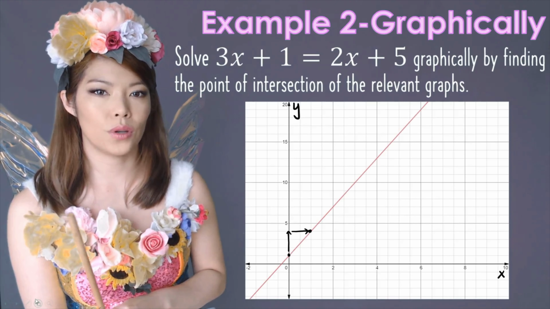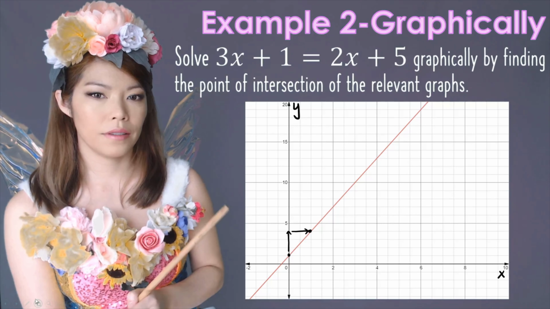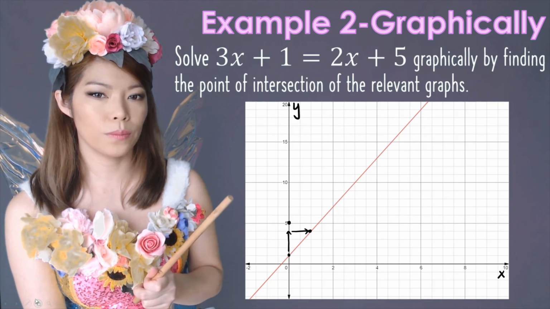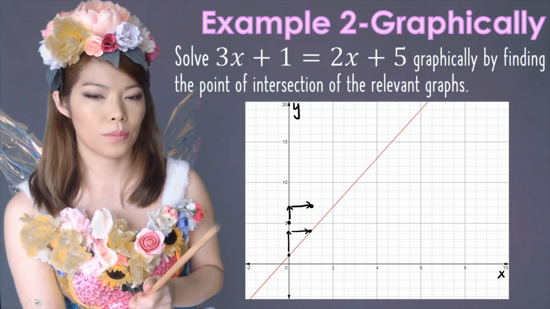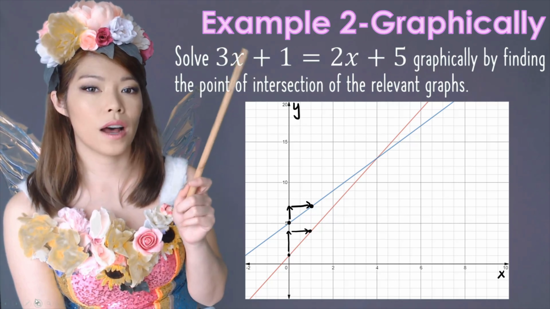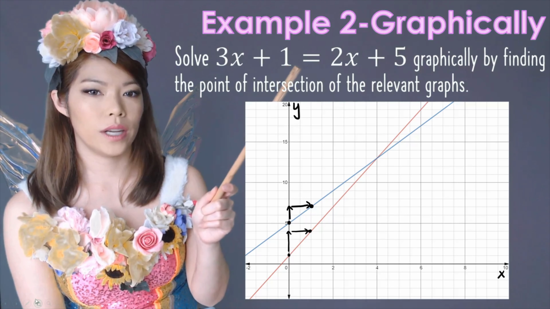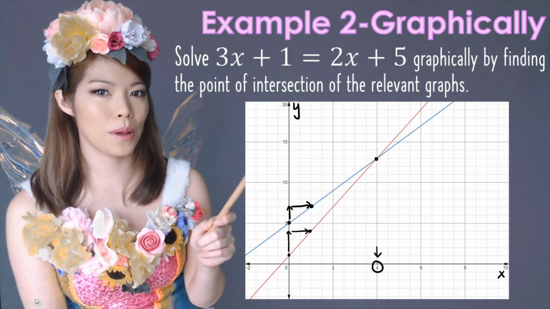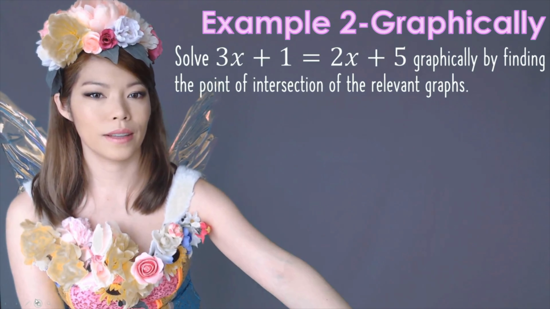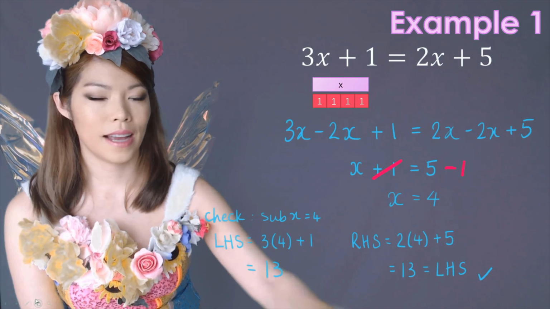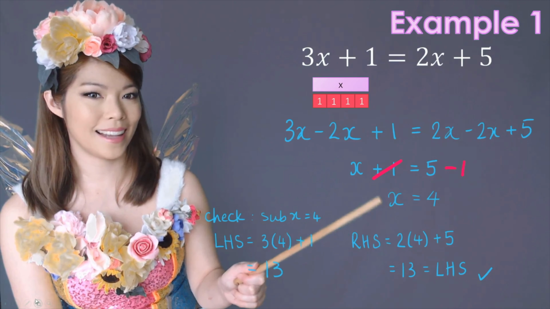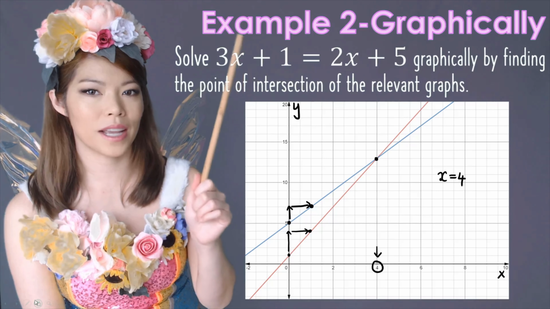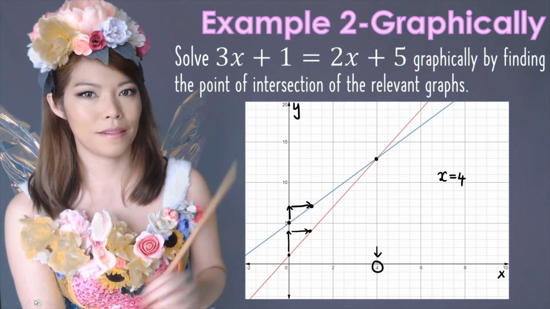Now we sketch the other line. 2x plus 5. So 5 is our y-intercept. A gradient of 2 means going up 2 and across 1. So now we put a dot and we draw a line. And now to find where they are equal, we read off the intercept, which is x equals 4. And if you remember from our previous example, x is equal to 4. See, same question, different way to answer it. So that's graphically, you would sketch one side, the other side, and find the intercept.